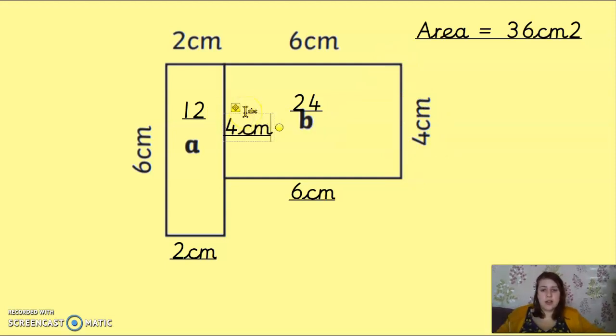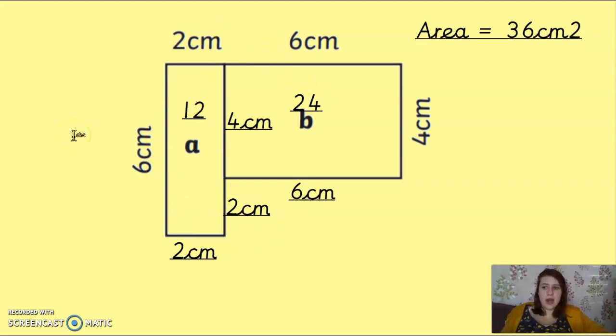So this is 4, so this must be 4. Then I'm going to do some addition. So if this is 4 and the whole line is 6, then what do I add to 4 to get 6? That's easy. I add 2. So 4 add 2 equals 6. This whole length has to come to 6 because this length is 6. So I must be right.